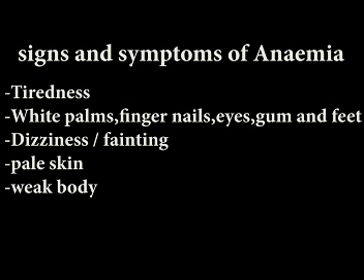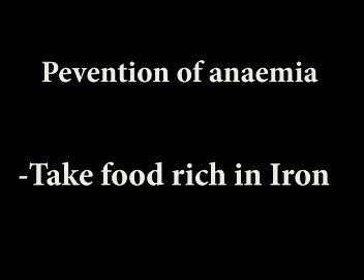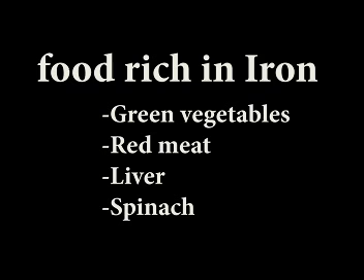How can we prevent anemia? 1. Eating foods that contain iron. What are some of the foods that contain iron? Foods that are rich in iron are green vegetables, red meat, liver, and spinach. If one feeds on these, he is going to get this nutrient, which is iron, and he'll be able to fight this deficiency disease known as anemia.